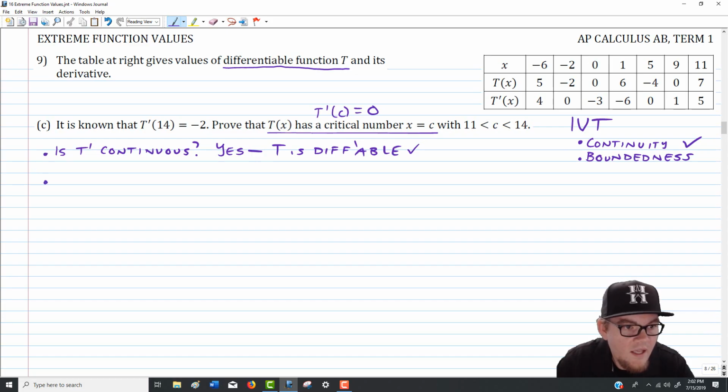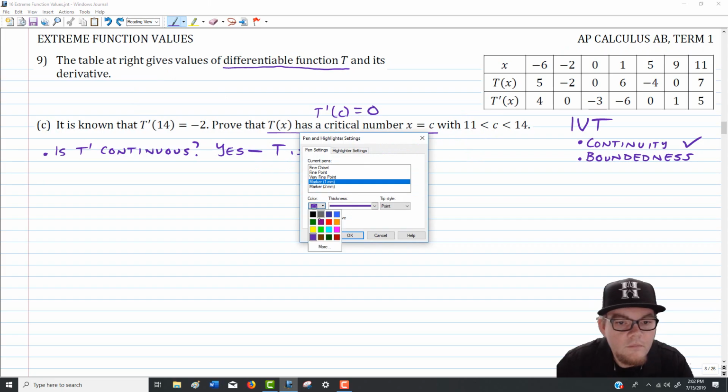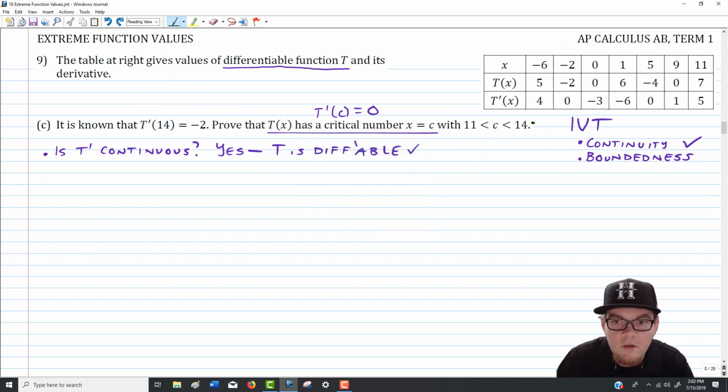The second question is, is t prime of c equals 0 bounded? Well, let's look at our contenders. We're interested in the interval from 11 to 14. Actually, I'll do this in a different color. So we're interested in the interval from 11 to 14. Looking in here, t prime of 14 is -2. They told us that. What about t prime of 11?